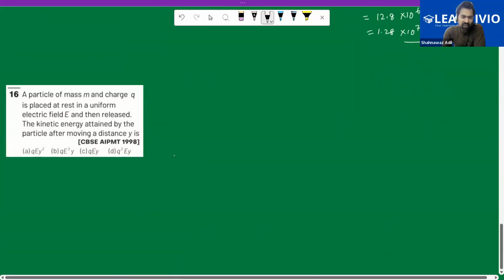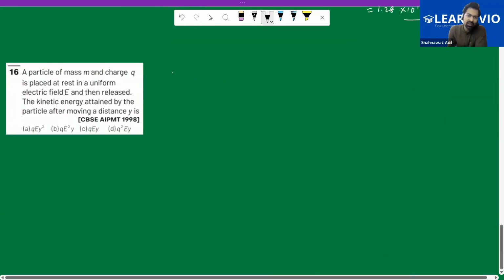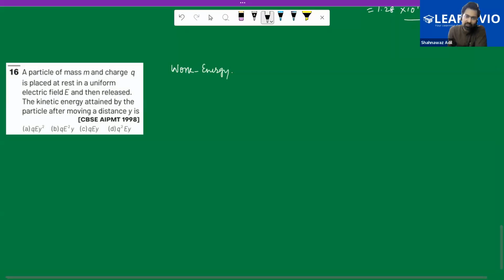So now let us do this question. So we have to apply the work energy theorem, right? And what does this work energy theorem say? That the work done is simply the change in kinetic energy, which is the change in kinetic energy.